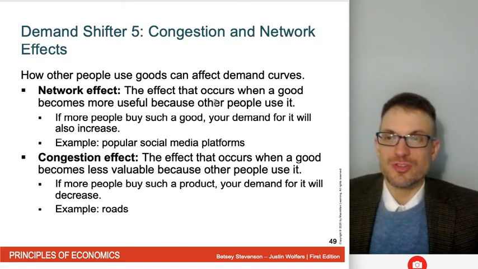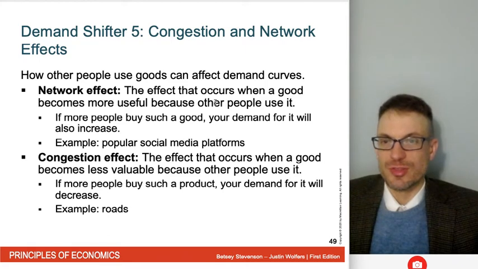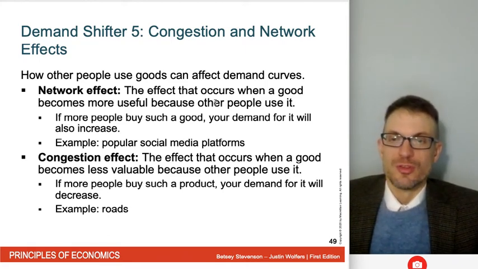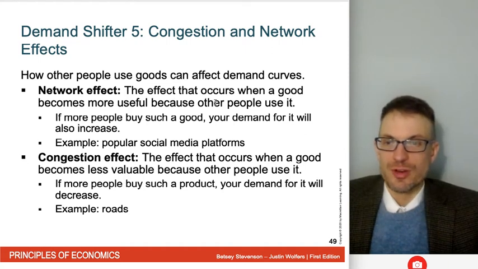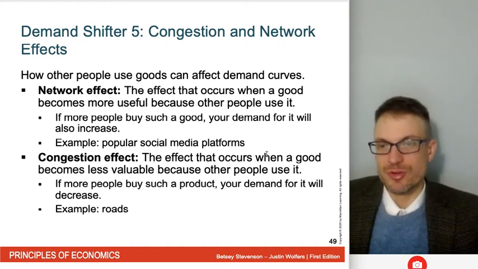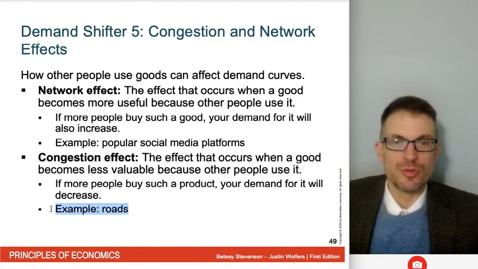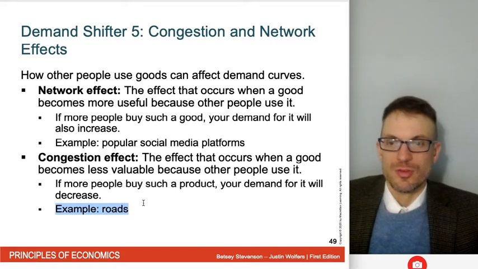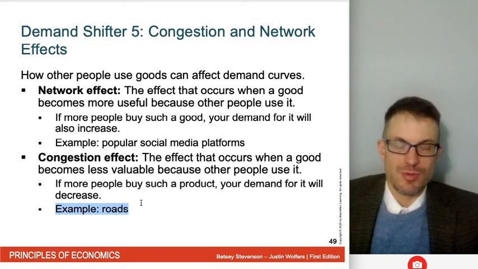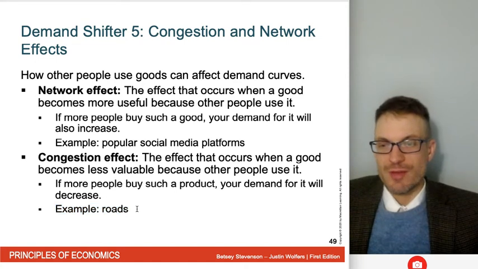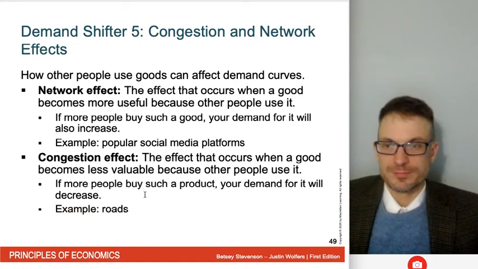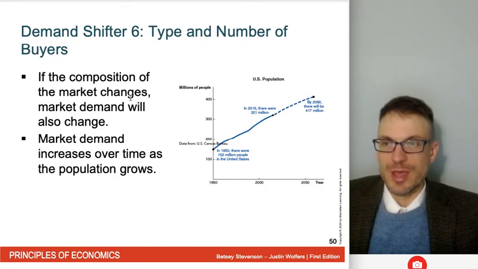All right, so congestion and network effects. Network effects, so this is the effect that occurs when a good becomes more useful because other people use it. So if more people buy such a good, your demand for it increases. Yes, we think of like popular social media platforms. Congestion effect, this is where the good becomes less valuable when other people use it. So it'd be like roads or something like this, right? So if it's really congested, really crowded, maybe I'd just rather walk than bother with driving if it's a short distance.